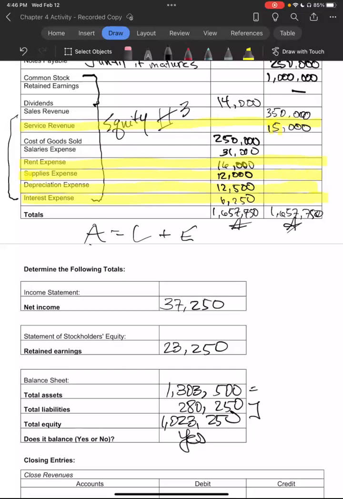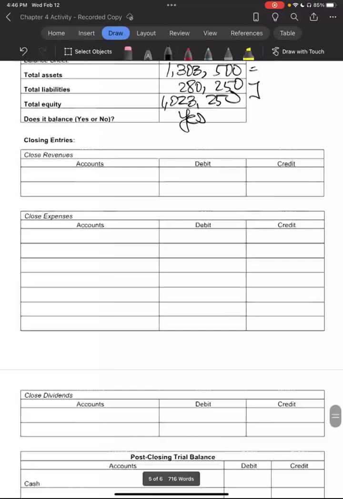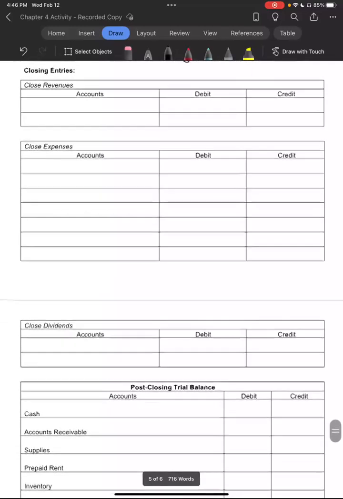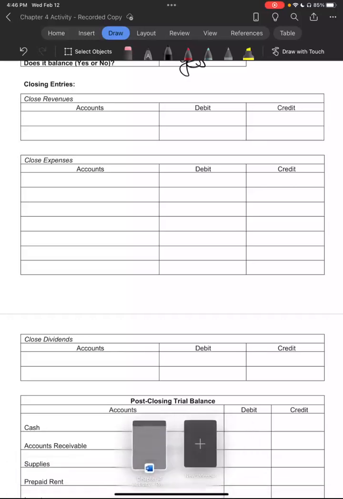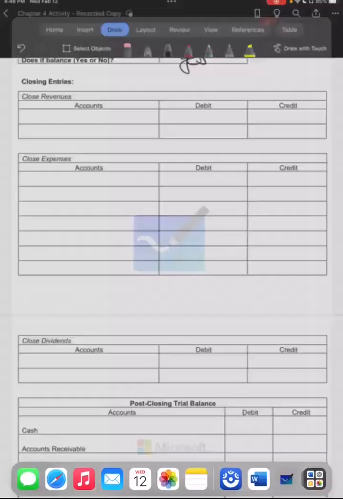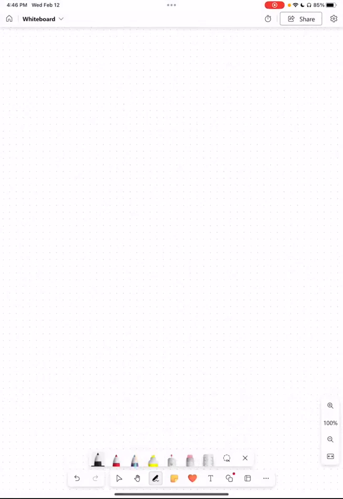Okay. All right. So the last thing we got to talk about are these things called closing entries. Surely you guys have heard the phrase "closing the books," right? You're closing the books, and that's essentially what we're doing here. What we're essentially doing is we're taking all of our revenues, we're reducing them, and we're closing them out to retained earnings.